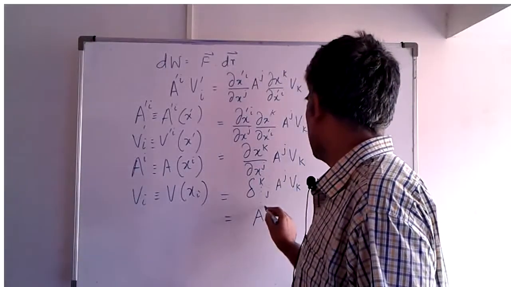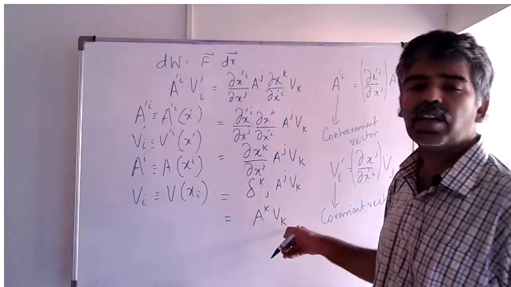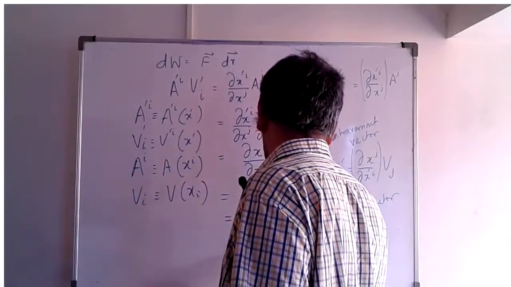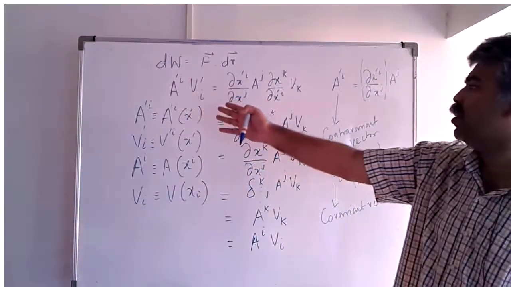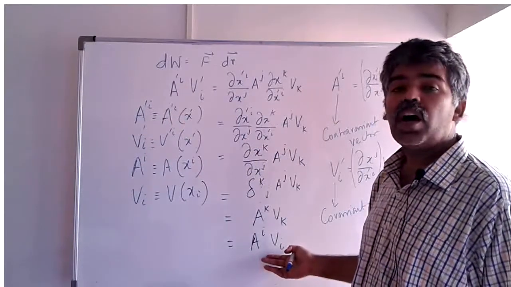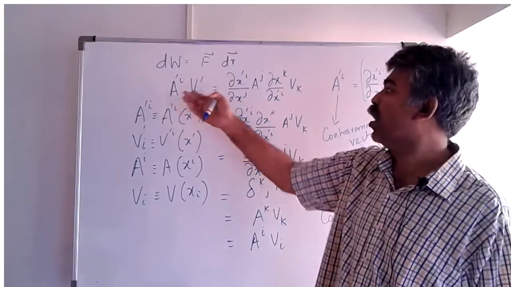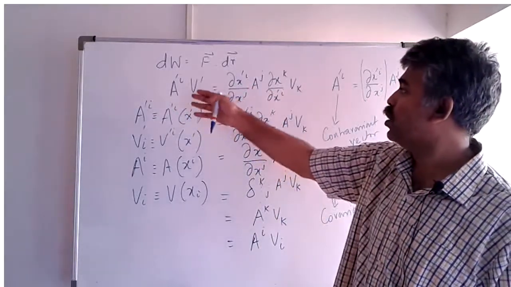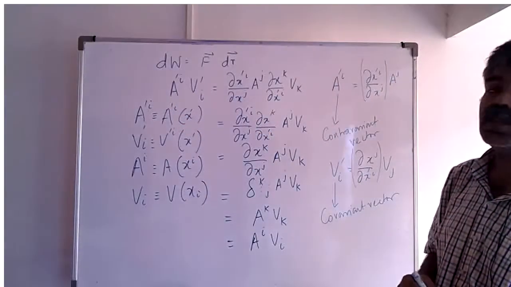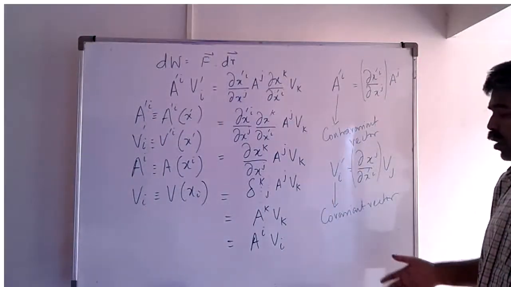So that's a_k v_k. This k is a dummy index. You can change it to i, it doesn't matter at all. So that's a_i v_i. So whatever you have in the primed frame, you have the same thing in the unprimed frame. So it is invariant under this coordinate transformation. Since this is a scalar, it remains invariant under coordinate transformation from the primed frame to the unprimed frame.